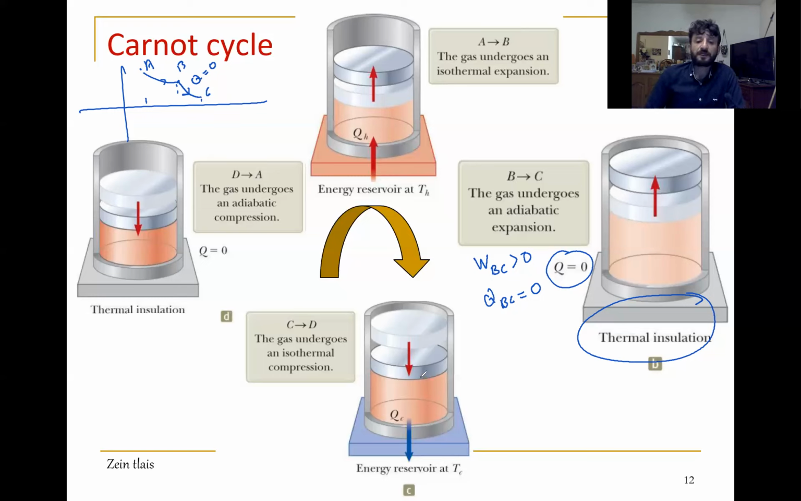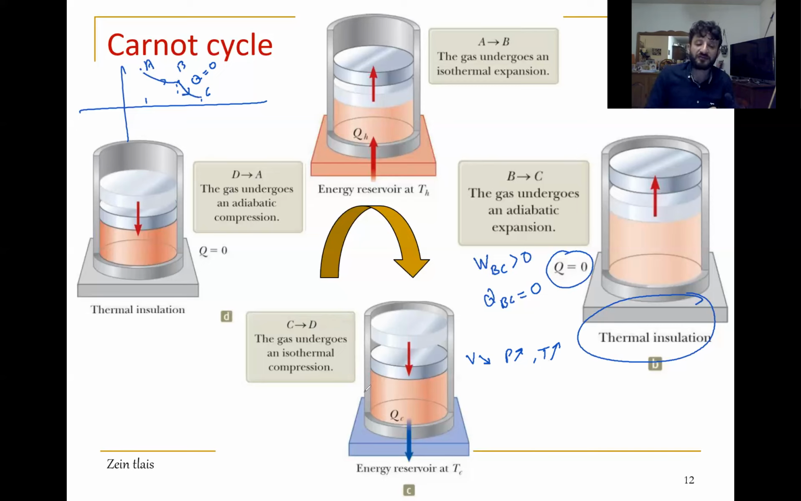Here at this point, we decrease the volume. In general, when we decrease the volume, P increases and T increases. But between C and D, we have an isothermal process. I want to have an isothermal process. To keep T constant, we have to get out some quantity of heat. Okay? We have to reduce the temperature.